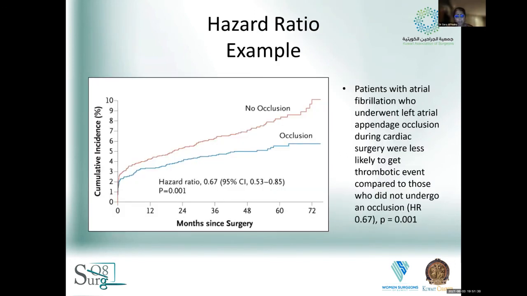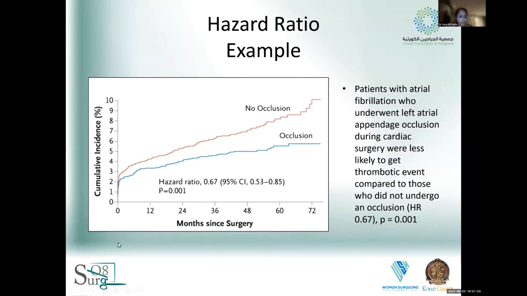Here's an example of how hazard ratios are expressed. And it doesn't matter what the study is. I just want you to look at the graph. So if you look at the x-axis, this is our time. So months since surgery, it goes from 0 months, 12 months, all the way to 72 months. So it means that in this study, they looked at people over like 3 years, okay?